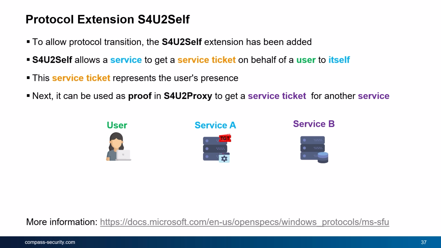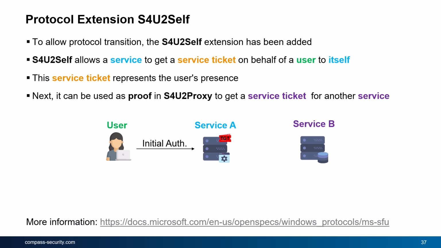We have a user that connects to a front-end service that is configured for constrained delegation with protocol transition, and then we have a back-end service where we want to perform the delegation towards. So when the user authenticates to the target service in the front end, the user can use any form of authentication, as we've learned before. That could be NTLM, for example, and the receiving service will then translate this incoming authentication towards Kerberos.